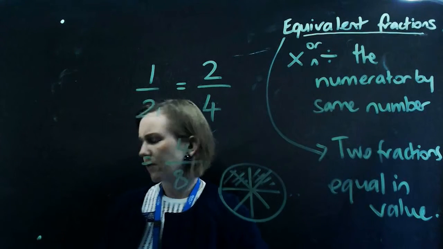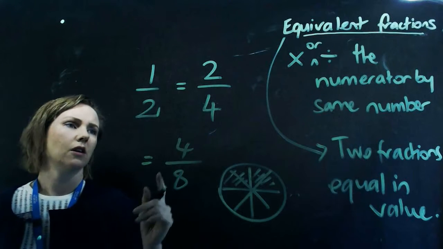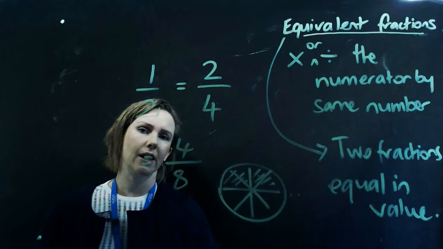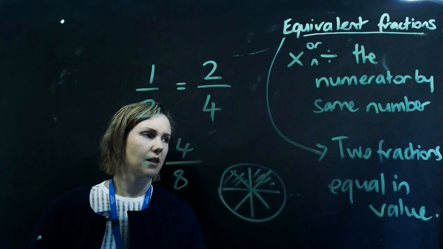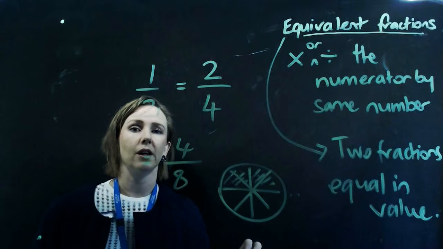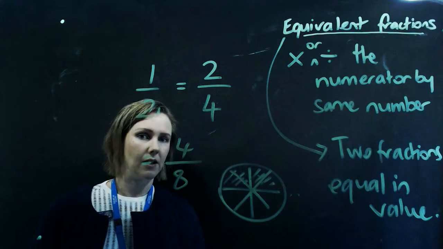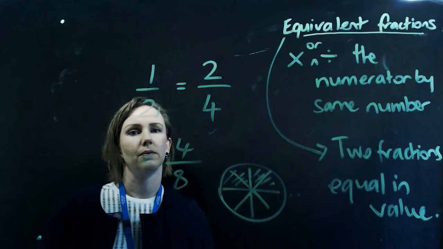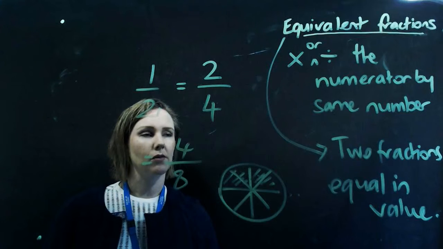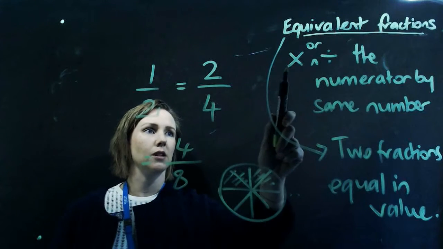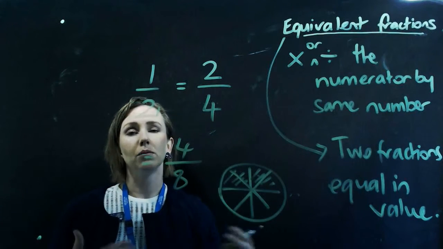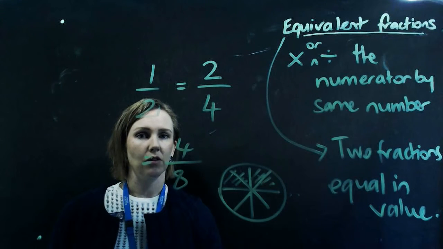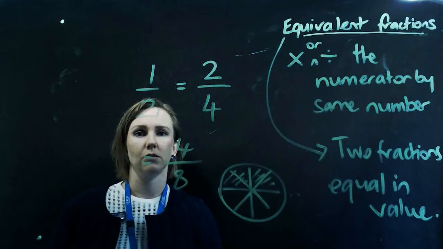So how do we come up with equivalent fractions? The one thing you need to remember, and I keep chanting this away to my class, is whatever you do to the numerator, you have to do to the denominator. And a simpler way to say that is whatever you do to the top, you've got to do to the bottom. The only way you can get equivalent fractions is by timesing or dividing. You can't plus or minus the numerator or the denominator. That is not an option.